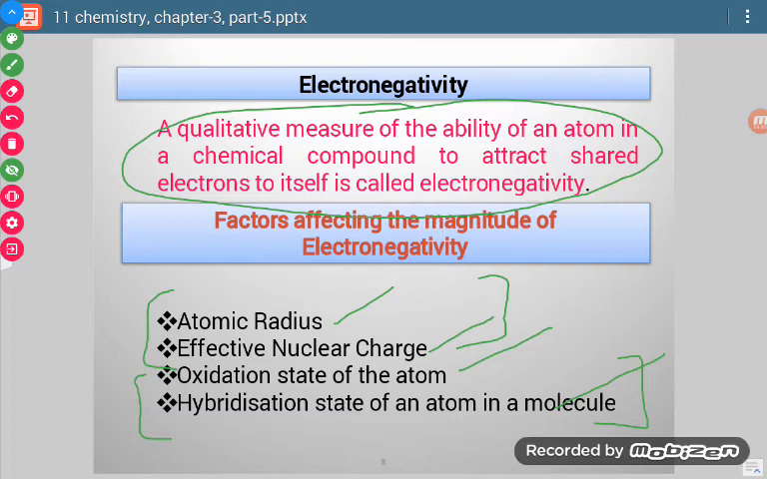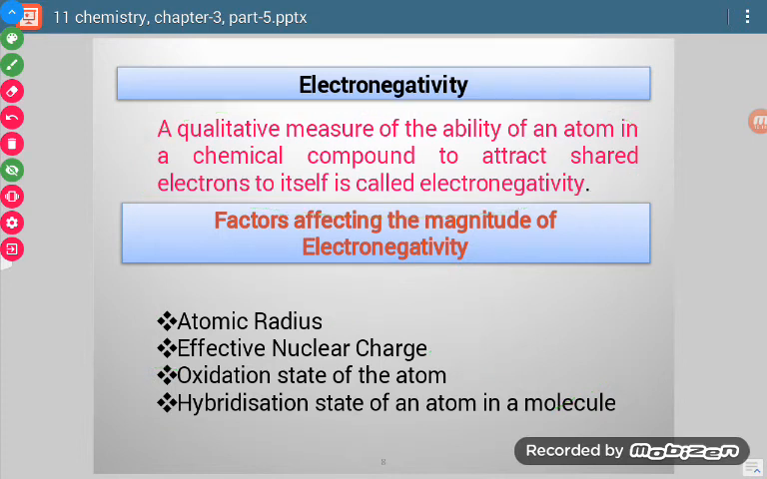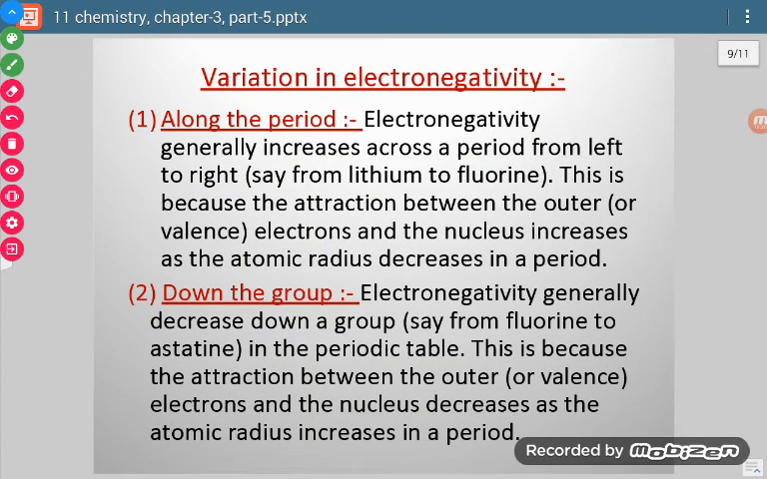Okay, similarly effective nuclear charge. If effective nuclear charge increases, then attractive force increases. So electrons can be pulled towards itself with more power. So it means electronegativity value will increase. Okay, so what we can say, with the increase in atomic radius, electronegativity value decreases, and with the increase in effective nuclear charge, electronegativity value increases.